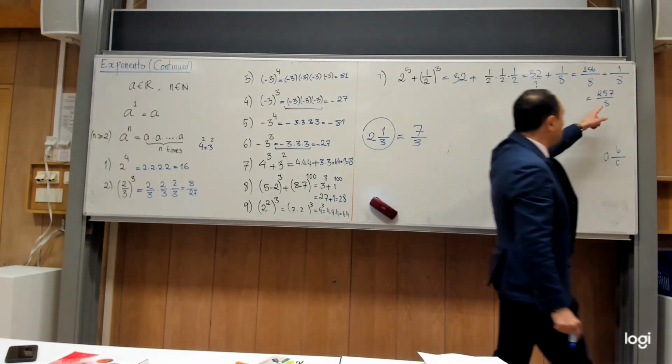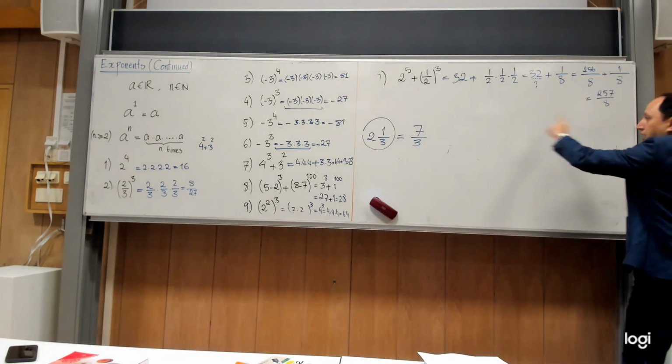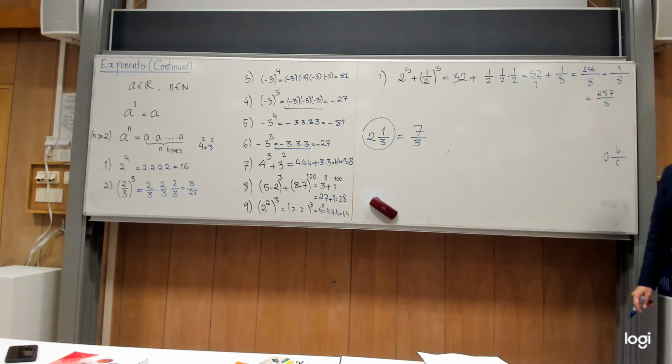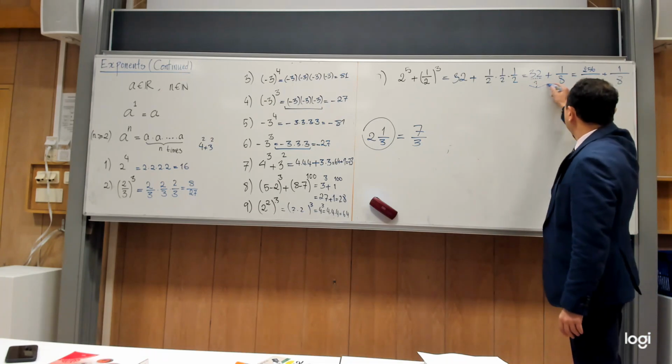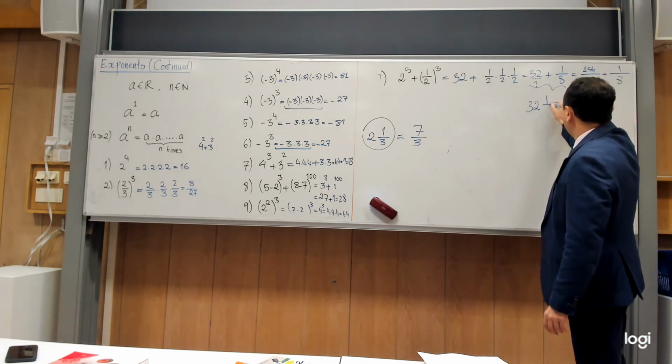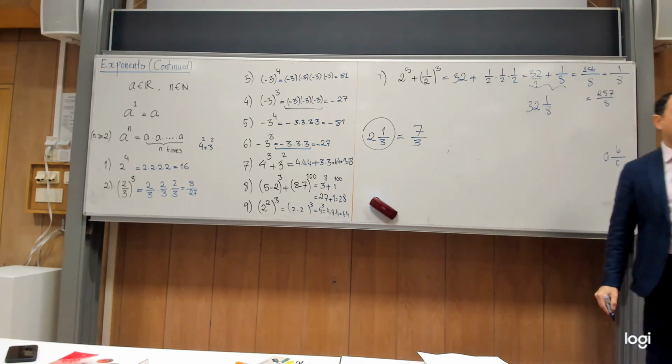This is already in a proper form. I want you to write it in the mixed form. Yes, 32 and 1 over 8. Exactly, that's it. It's 32 and 1 over 8. This is the mixed form of that.